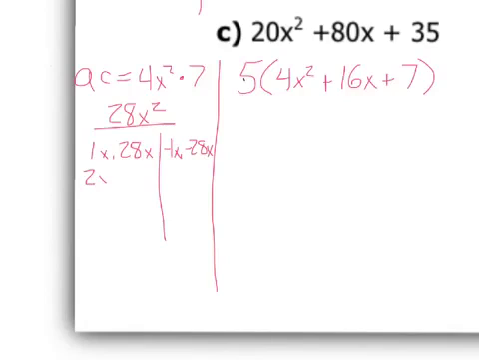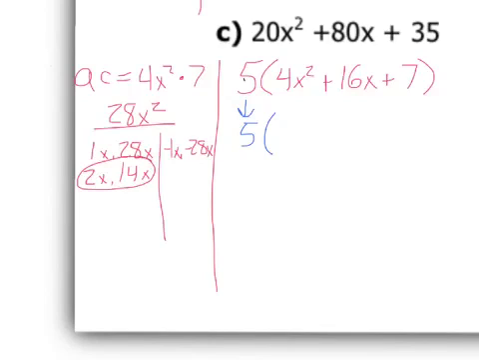I have 2x and 14x. Winner, winner, chicken dinner. Okay, 2x and 16x, or excuse me, 2x and 14x. Those add to 16x. So, keep your GCF out here. And now, break your middle term apart with the factors you just found.